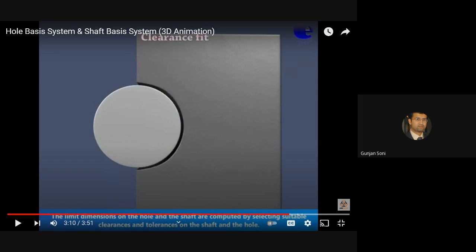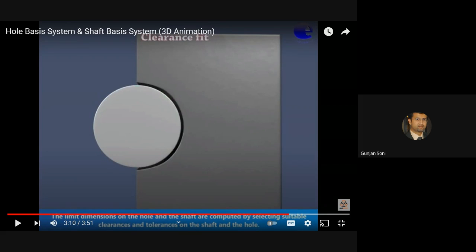So it's just like at once you are fixing the hole, another one you are fixing the shaft. Now tell me one thing, which of the two could be more prevalent? Anyone? Which of the two, hole basis or shaft basis, would be more prevalent or more in use? Hole basis, sir. Why? Sir, because shaft dimensions are a bit easier for us to alter.